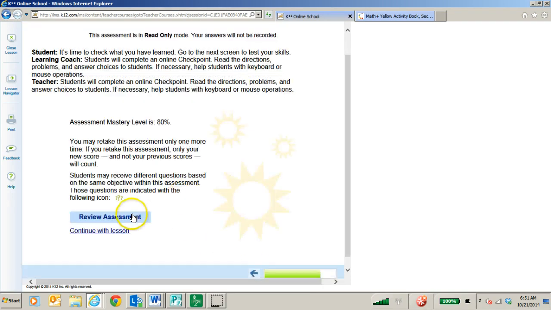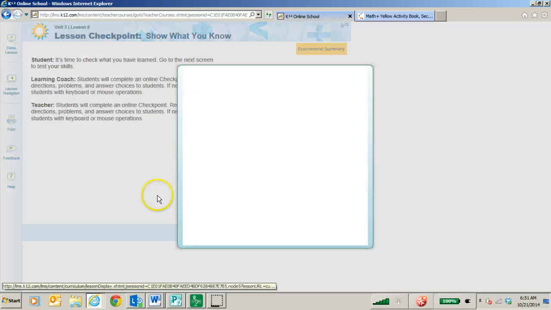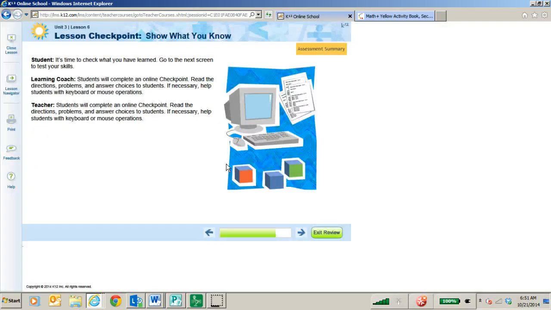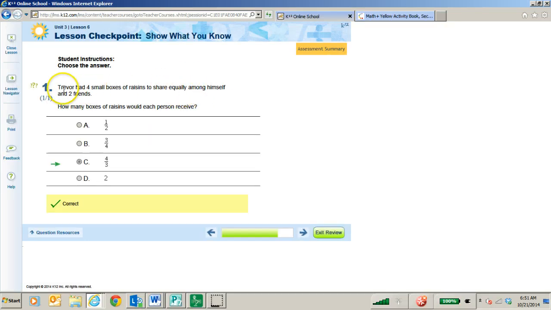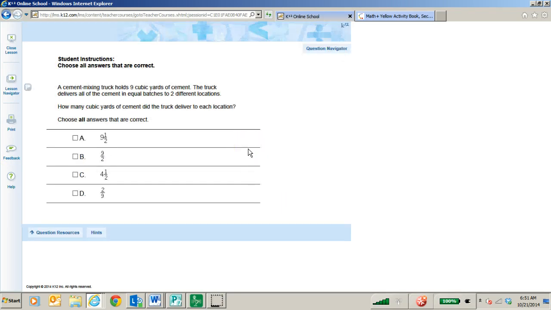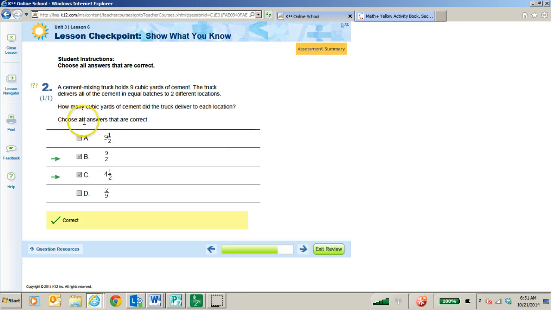Now I am going to go back and review this assessment just to give you a sneak peek of what the checkpoint will be. Different questions will be randomly generated for your own student, but this goes back to the word problems where it says Trevor had 4 small boxes of raisins to share equally among himself and 2 friends. What's important is when we have words like himself and 2 friends, that means there's 3. Even though we don't see that number 3, he has 4 boxes and he's dividing it by 3.